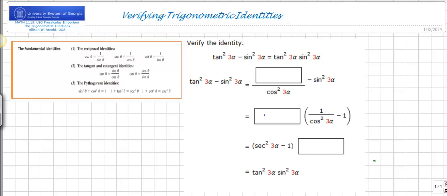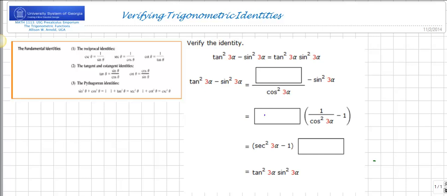Hi everyone, let's verify another identity. The identity we wish to verify this time is tan squared of 3 alpha minus sine squared of 3 alpha is the same as tangent squared 3 alpha times sine squared 3 alpha.